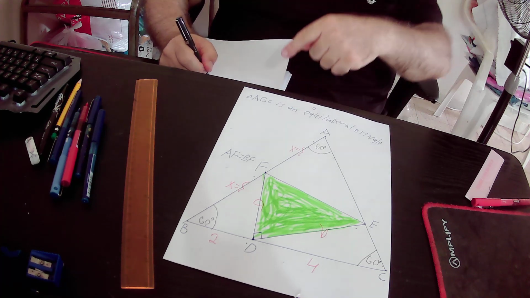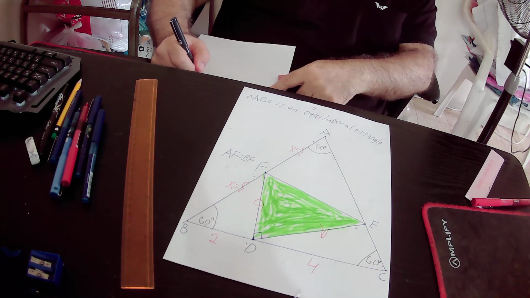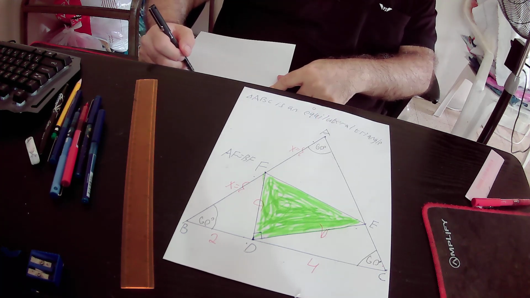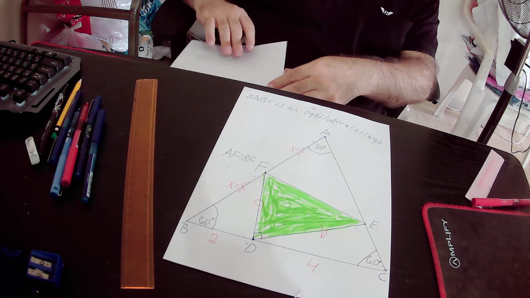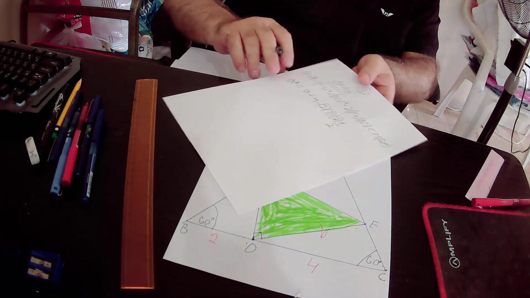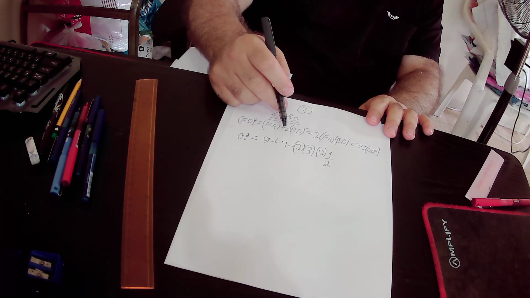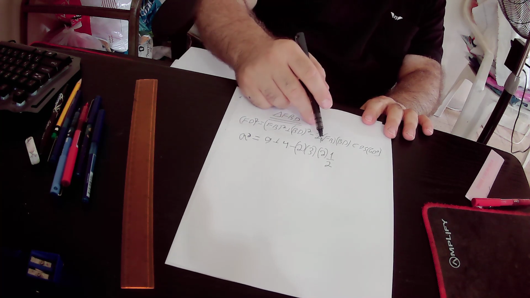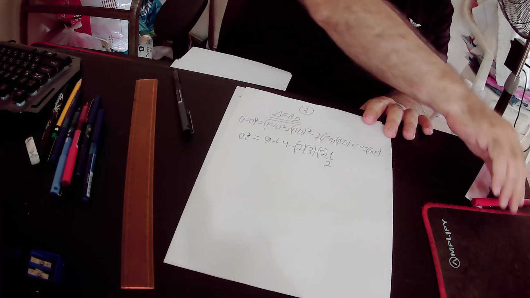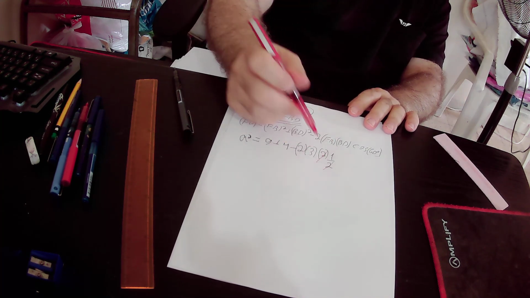FB. FB is 3 times BD, which is 2, times cosinus 60 degrees. Cosinus 60 degrees is 1 over 2. So in total we got that A square equals 9 plus 4 minus 2 times 3 times 2 over 2. 2 over 2 is 1, so 2 is cancelled.